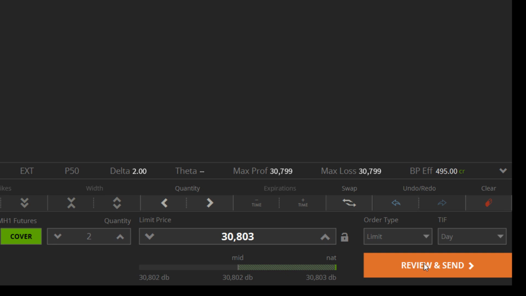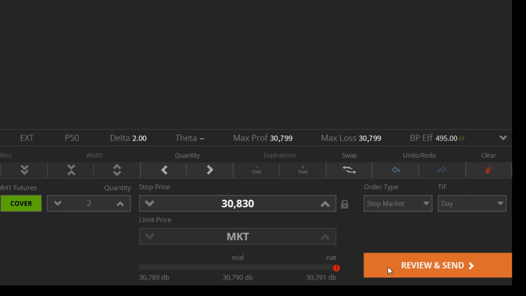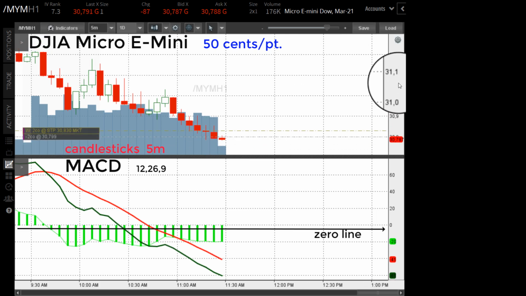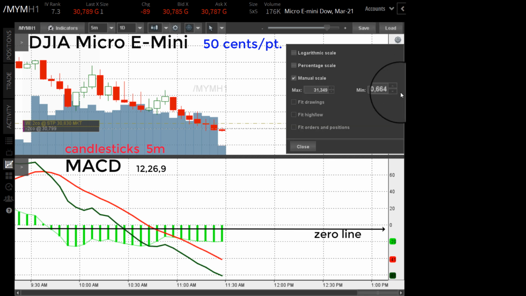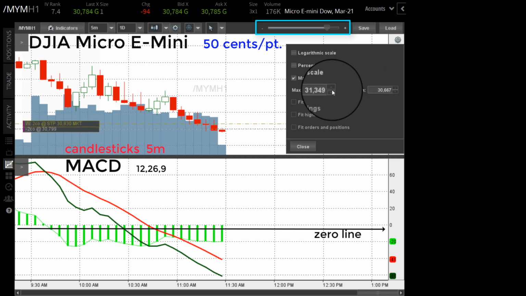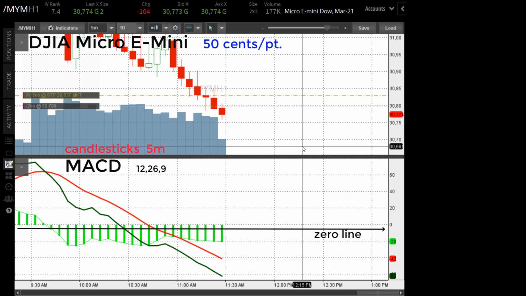Now this trade needs a stop loss order, and I'm choosing the stop market order here, and I'm going to enter it at 30,830. Note that's 31 points up from my short at 30,799. You can do some Tastyworks screen chart housekeeping here over in the right scale. Click and drag, or go up to the gear wheel and put it in manually, or you can use that blue rectangle up in the top right there, the zoom in slide, which of course goes in and out on the magnification of the screen.